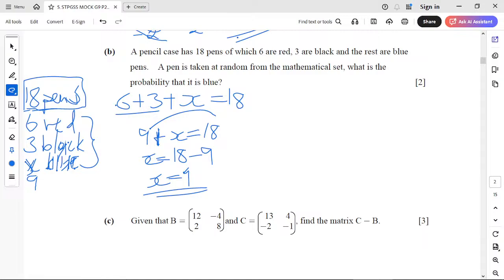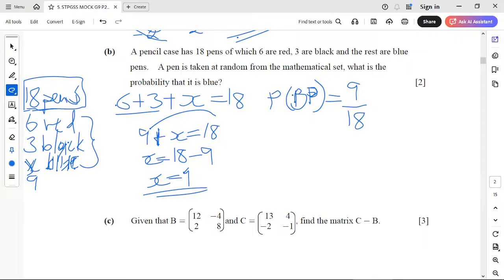Now we can go ahead and find the probability that the pen which was picked is blue. So we say the probability of picking a blue pen is equal to the number of blue pens in the pencil case, which is 9, over the total number of pens in the pencil case, which is 18.